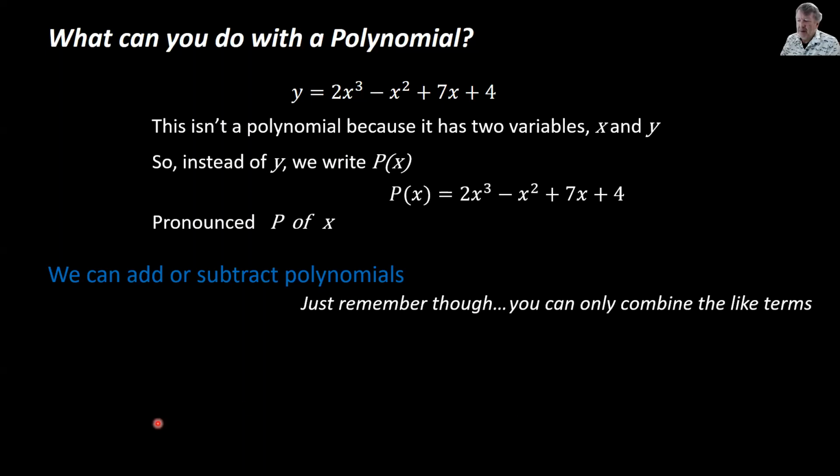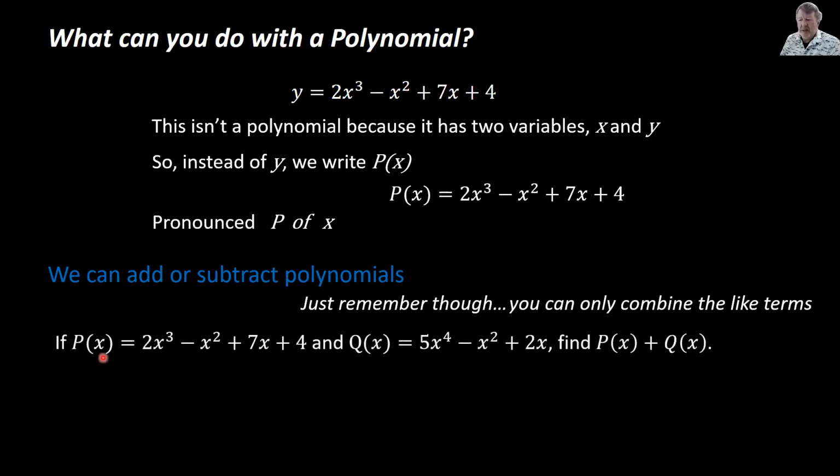So let's have a look at an example. If p of x is 2x cubed minus x squared plus 7x plus 4, and q of x is 5x to the 4 minus x squared plus 2x, find p of x plus q of x. So we're going to add these two expressions together, or polynomials together, I should say. They're not expressions anymore because we've got the equal sign.